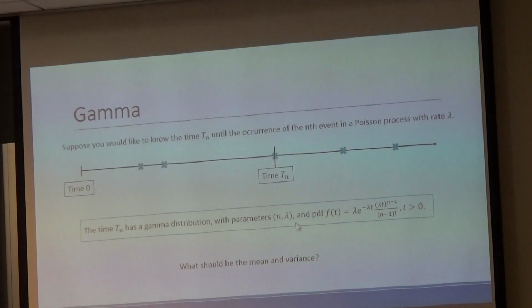Same thing with the variance. I'm summing. The variance of an exponential is 1/λ squared. The variance of the gamma is n/λ squared. So I'm getting this for free.